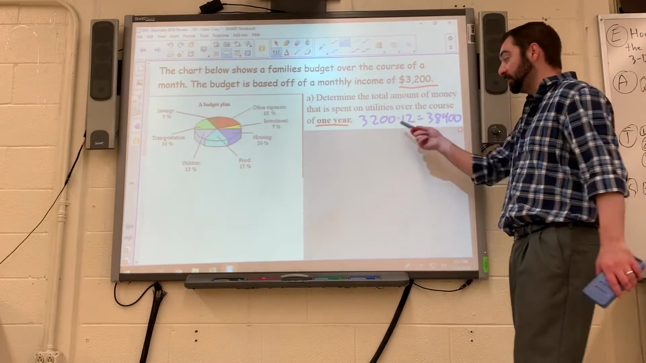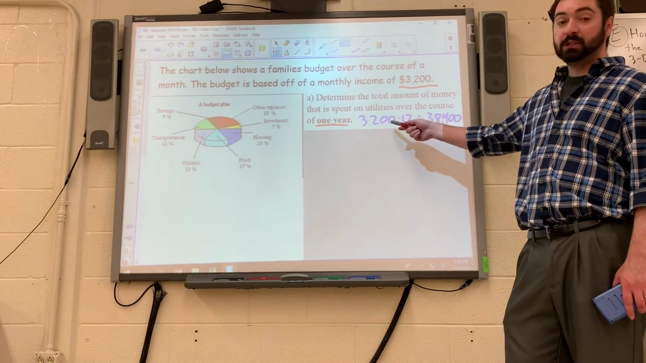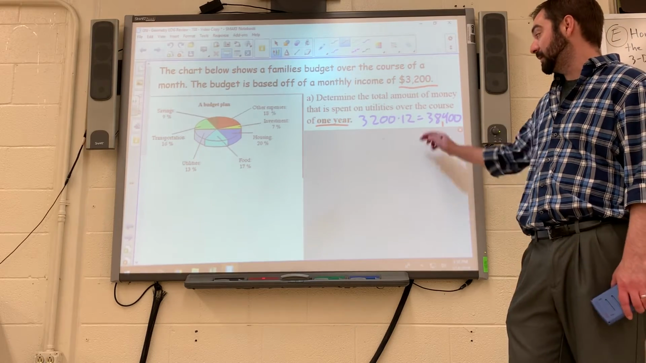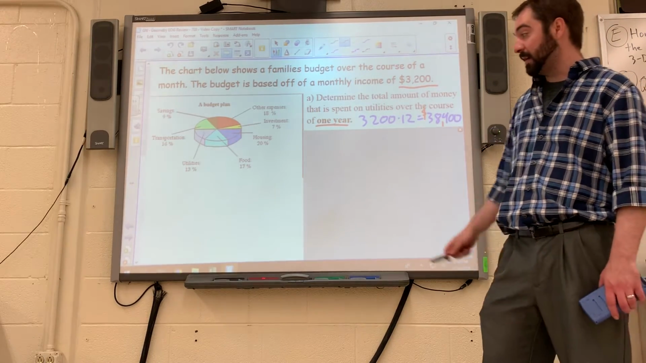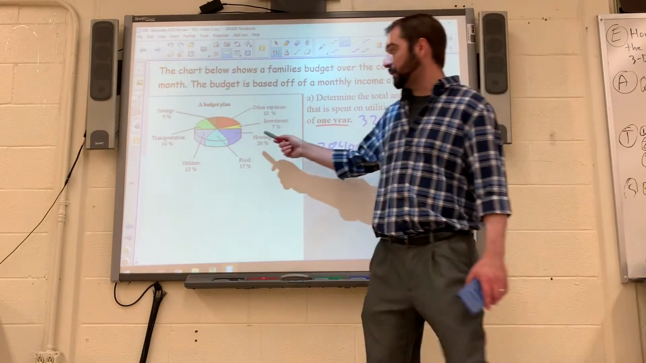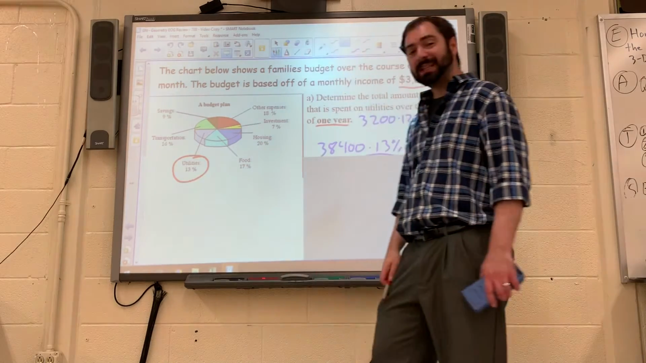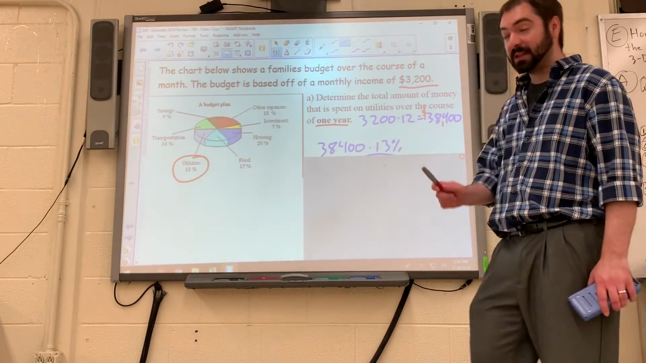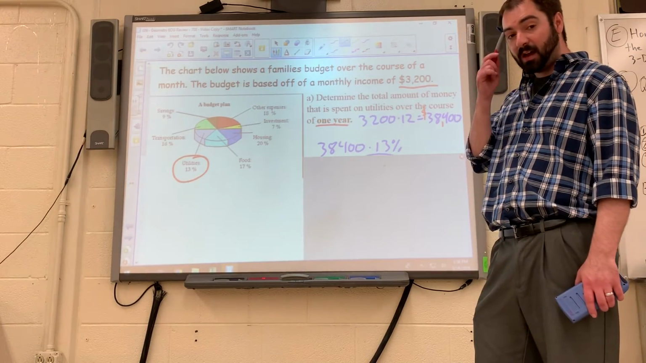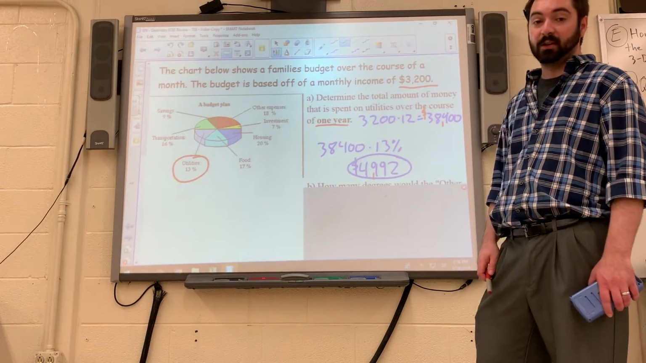The first thing I did was find out, well, how much money did they spend altogether? When I multiply 3,200 times 12, I get $38,400. So now I know how much they spent. Again, from there, if I look at the chart, it says utilities, which are right here. 13% of their money is spent on utilities. Well, I know that of the money means times, so when I multiply, I get $4,992.